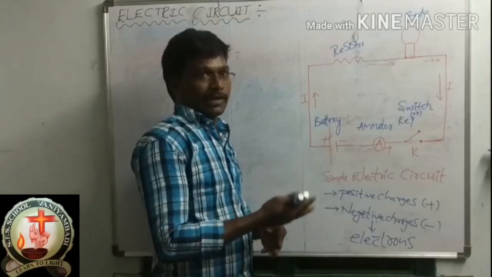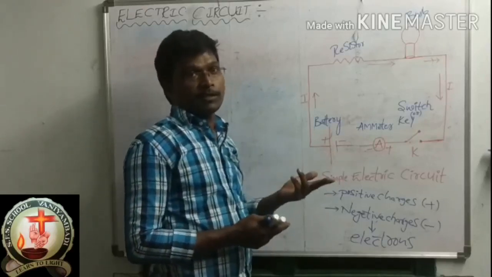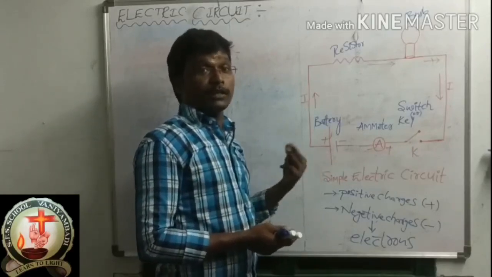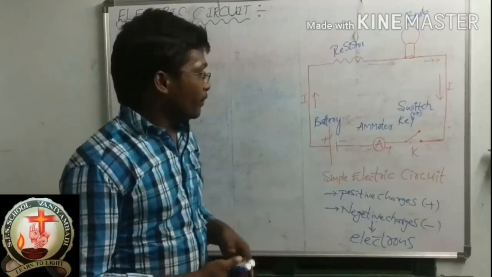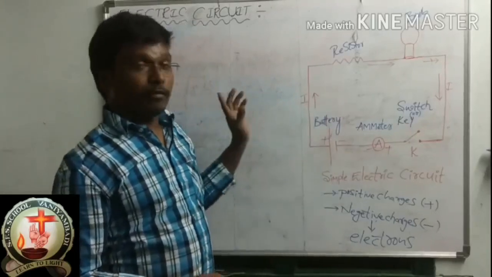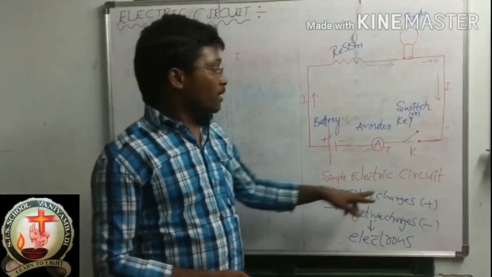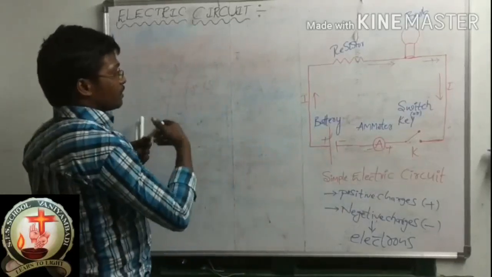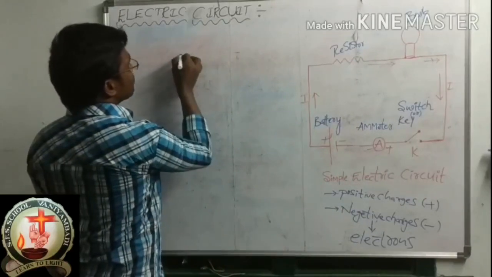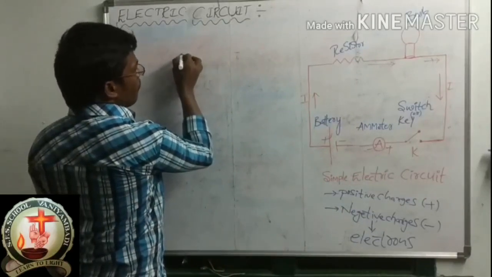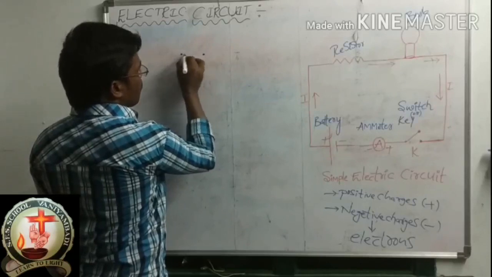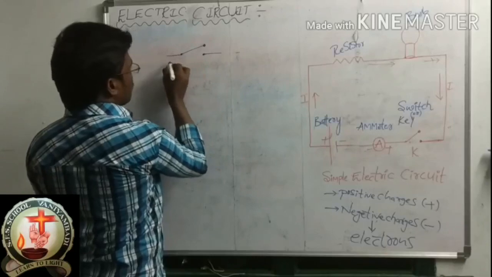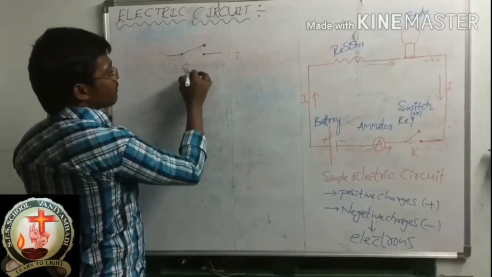Battery is the source of electric charges. It will produce two types of charges. One is the positive charges and another one is the negative charges. That negative charges, another name is electrons. Okay. Now this ammeter, I already told you where I explained the components. This is the switch. See here, this one is the switch.